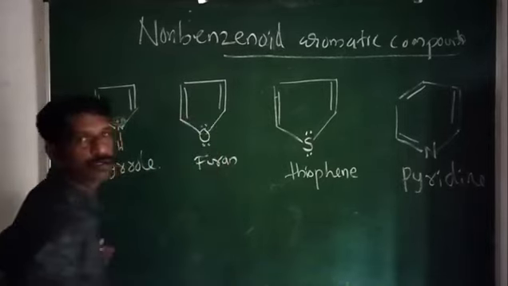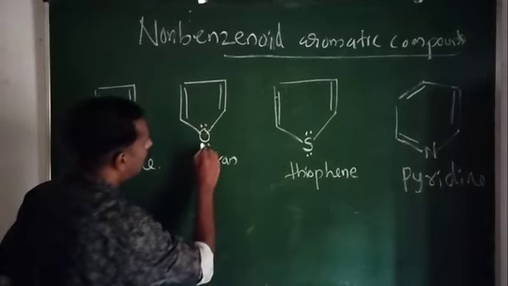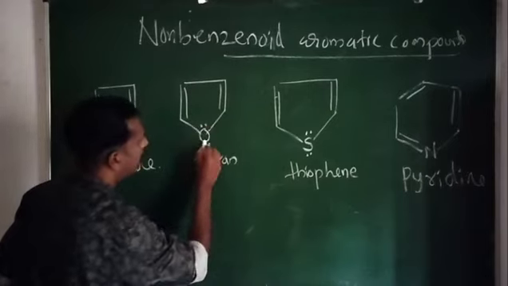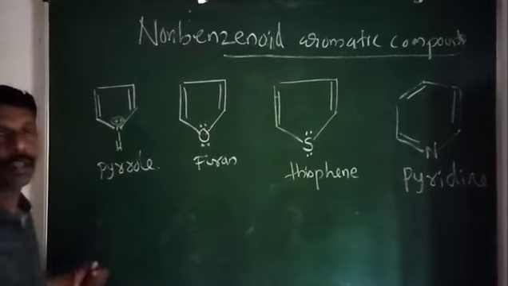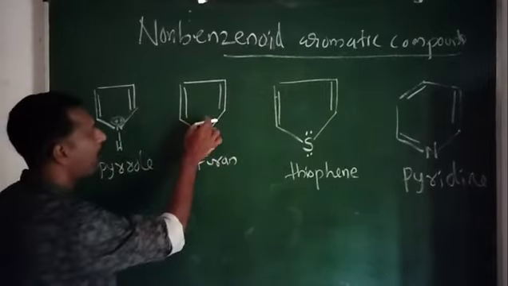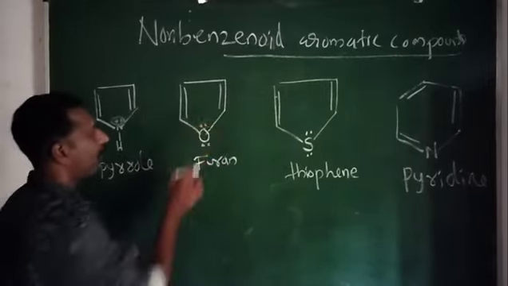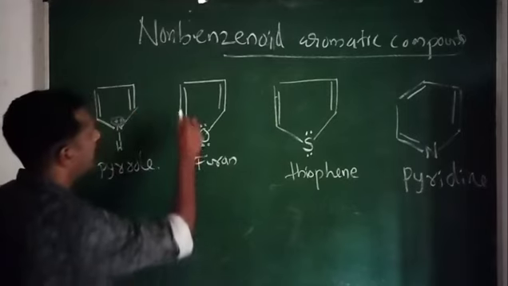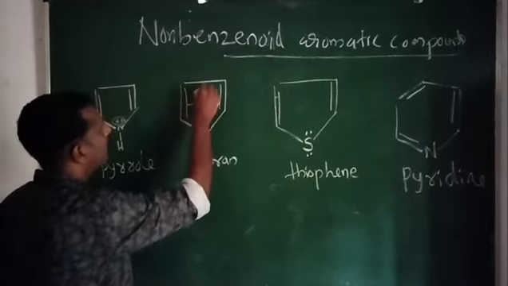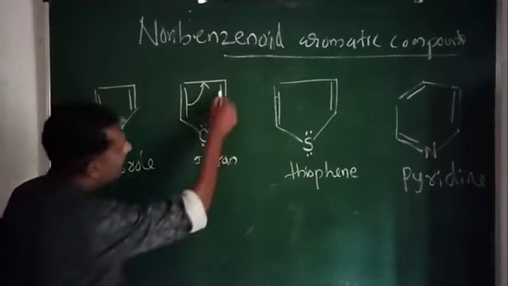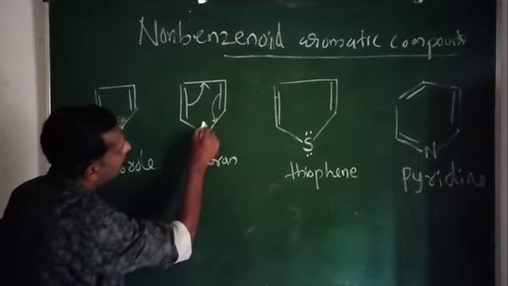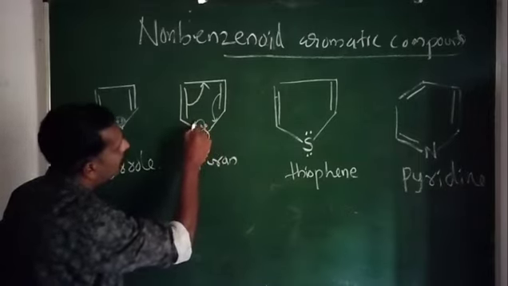Look at here, oxygen has 2 unshared pairs of electrons. This is one pair and this is another pair. But we can see that only one unshared pair of electrons will take part in the delocalization. That means for complete delocalization, this will be shifted to here, correct? And this pi bond will be shifted to here. Only this unshared pair of electrons will take part in the delocalization.